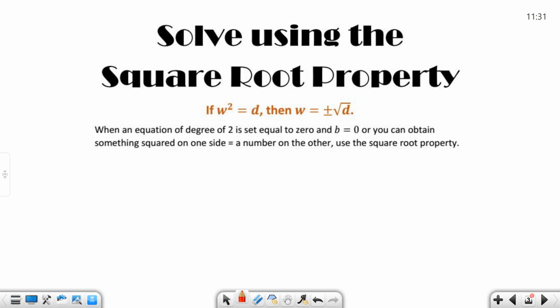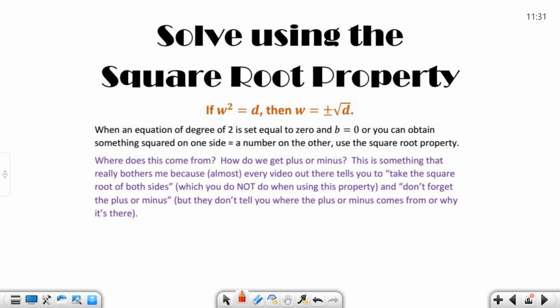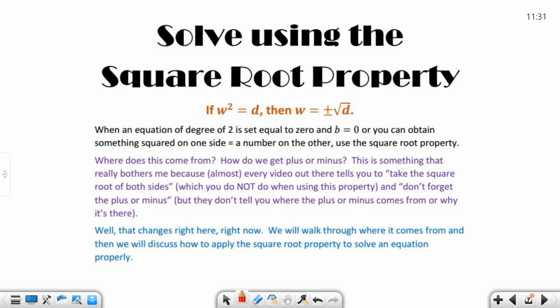So when I say b equals 0, I'm talking about the bx in ax squared plus bx plus c. All right? So where does this come from? How do we get plus or minus? This is something that really bothers me because almost every video out there tells you to take the square root of both sides, which you do not do when applying or using this property. And don't forget the plus or minus is what they tell you, but they don't tell you where it comes from. Well, that changes right here, right now, because we're going to walk through where it comes from, and we're going to discuss how to apply the square root property to solve an equation properly.